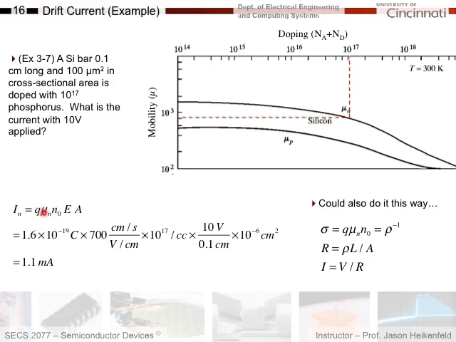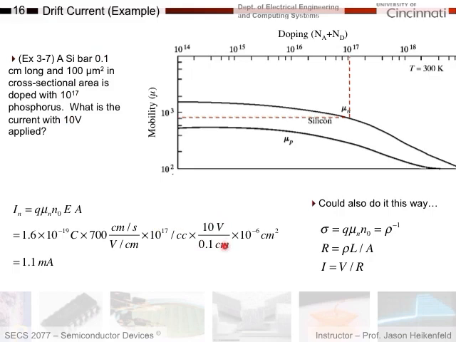The mobility I have to look up in a table, so here's a chart of mobility versus doping level. I said I was at 10 to the 17th. I'm looking at electron mobility, so mu sub n. I trace it over here, and since this is a log scale, I'm at about 700 centimeters squared per volt-second. Next thing I need is my concentration of electrons, which is 10 to the 17th. I gave you that to start. I need to know my E field, which I said is 10 volts over 0.1 centimeters, so 10 volts divided by 0.1 centimeters.